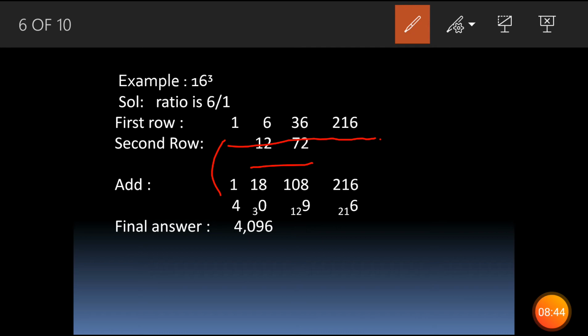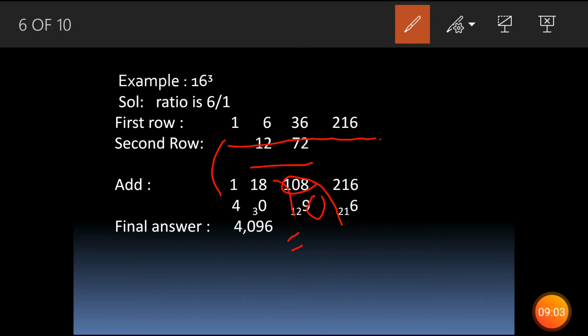6, the last digit, unit digit of this number as it is, and 21 will be treated as carry. Now 21 will be added to 108. So it will give you 129. 9 will be copied here and 12 will be treated as carry. Now this 12 will be added to 18. This will give you 30.